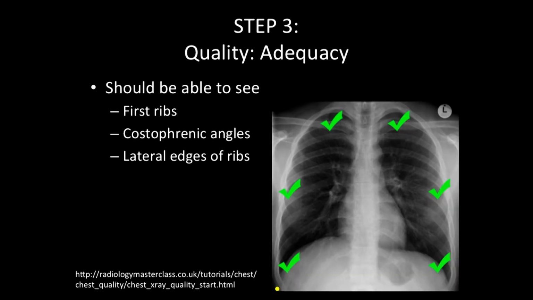and make it adequate, you can see all the things that Dr. Stevens was alluding to. Now the entirety of the first rib is seen. You can see the costophrenic angles denoted by the green checks here. And also the lateral edges of the ribs are also visible. So in terms of determining whether this is adequate or not, we can see all these three structures. So that's great.